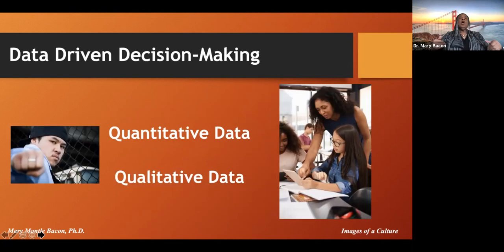Okay, so one of the things that's very, very important in the file review process is that we have to engage in what I call data-driven decision making. Oftentimes we collect data and we look at it, but we don't use it as a basis for how we make decisions. There are two kinds of data. There's quantitative data and there's qualitative data. I'm sure you've heard both of those terms.